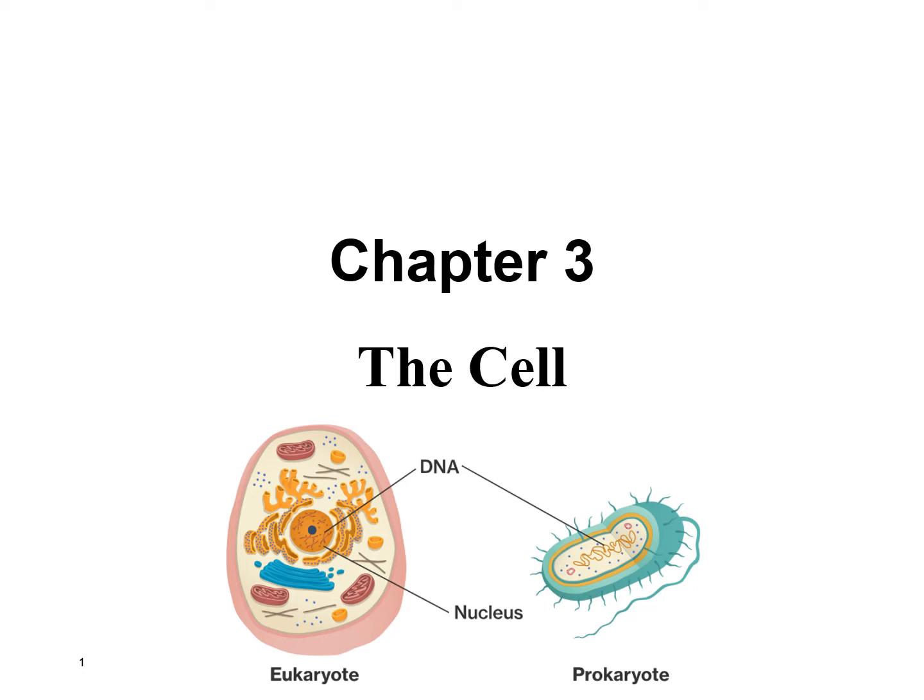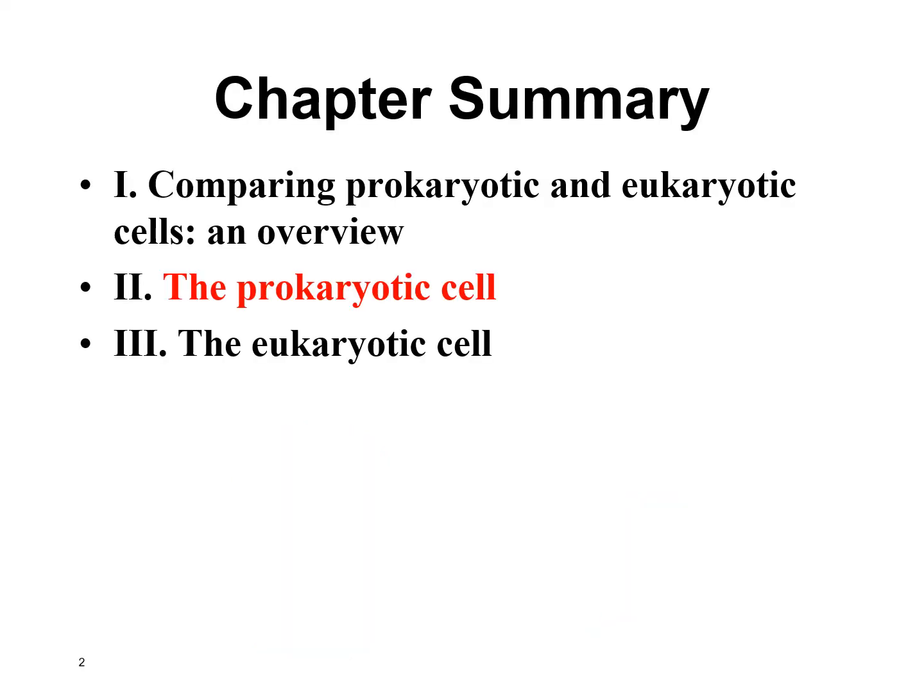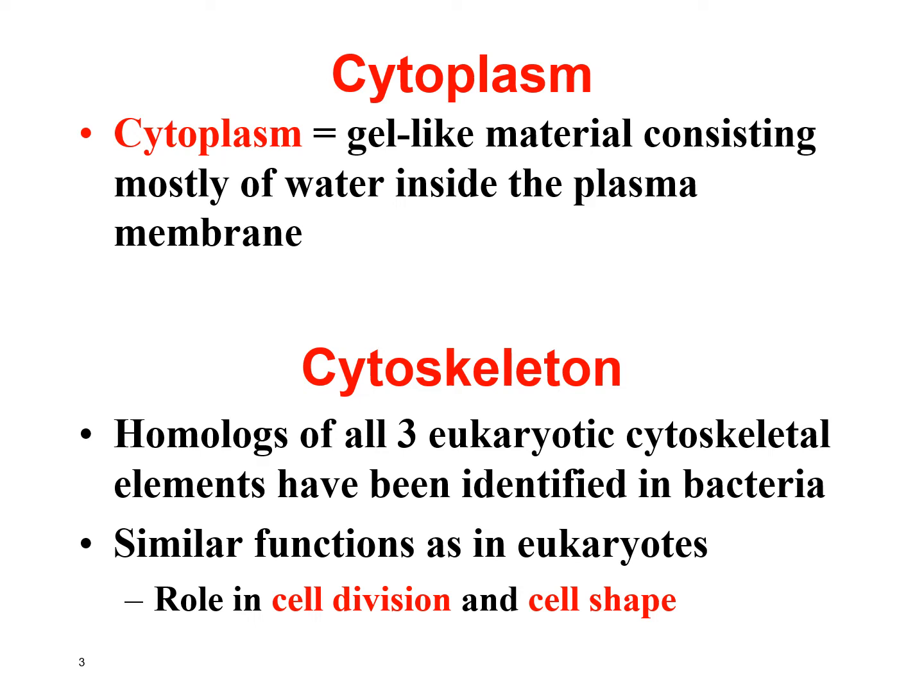We're going to take a look at some of the internal structures that we find inside bacterial cells. So the bacterial cells do have a cytoplasm, just like eukaryotic cells do. So this is the gel-like material made mostly of water that's located inside the plasma membrane.